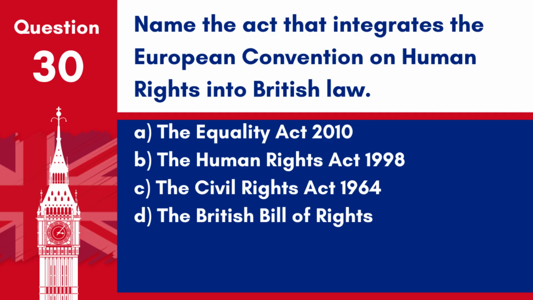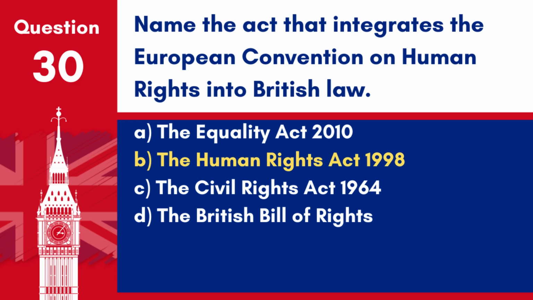Question 30. Name the act that integrates the European Convention on Human Rights into British law. A. The Equality Act 2010. B. The Human Rights Act 1998. C. The Civil Rights Act 1964. D. The British Bill of Rights.